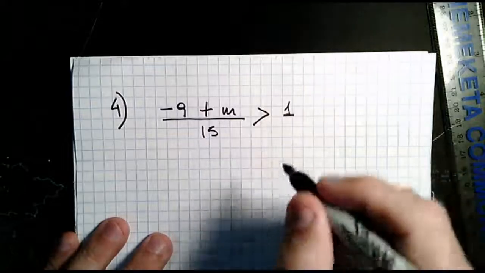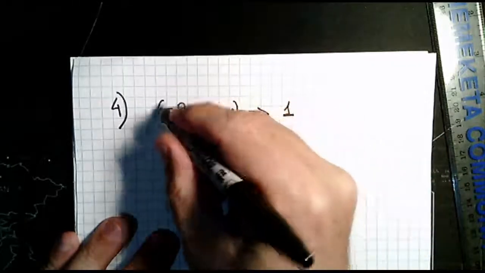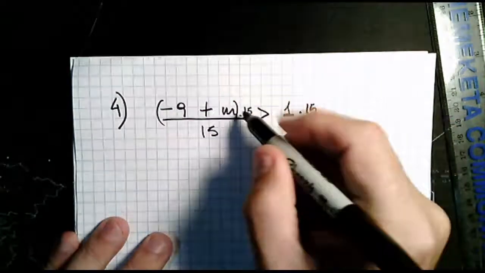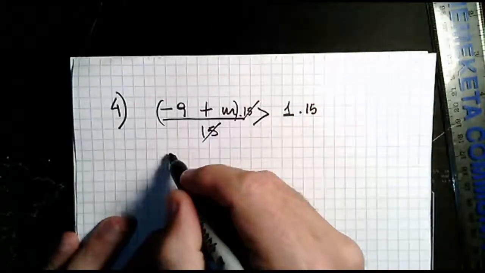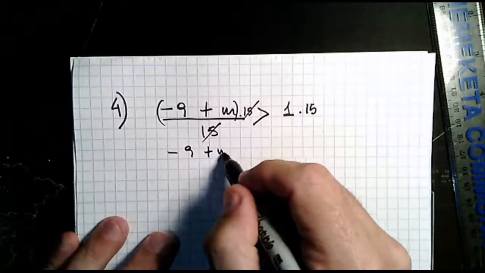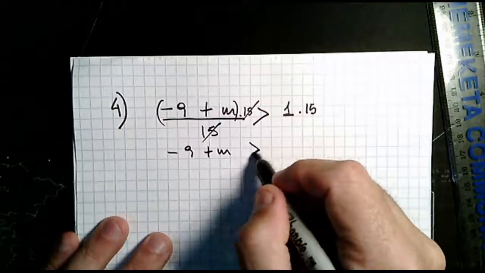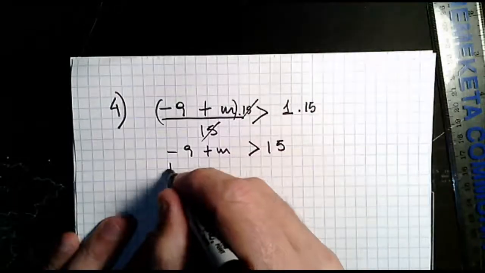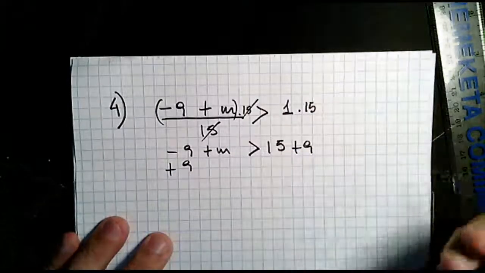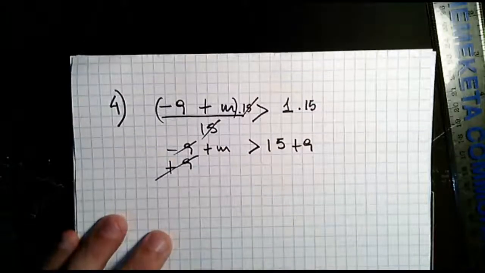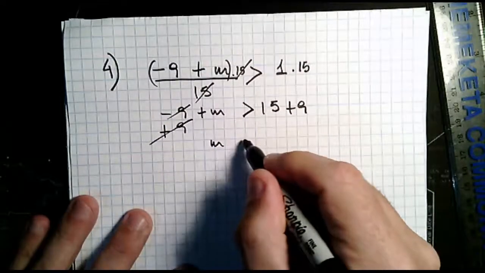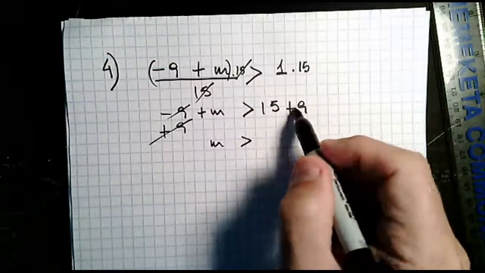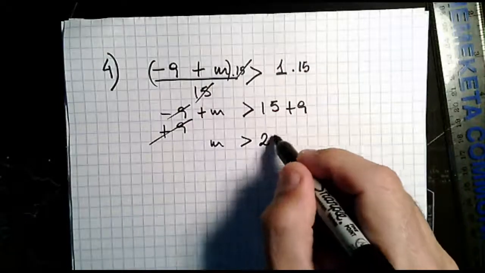Since this is divided by 15, I am going to multiply both sides by 15. So 15 and 15 cancel out. Then I have negative 9 plus m. The symbol here keeps exactly the same direction. 1 times 15 is 15. So I have plus 9 and plus 9 over there. Simplifying the negative 9s gives me m greater than 15 plus 9, which is going to give me 24.